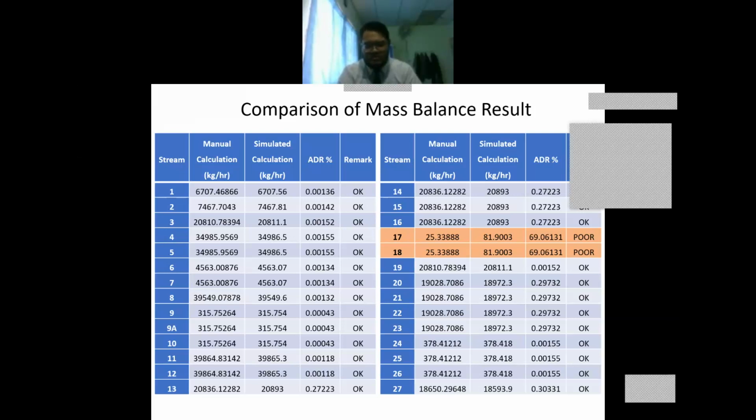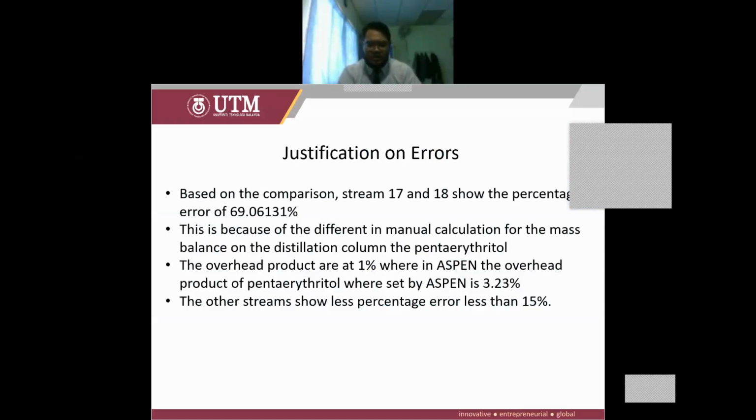As you can see, there are two streams that have error of more than 50%, which are 17 and 18. This is due to the difference in manual calculation, because in manual calculation we assume 1% of the overhead product, whereas in S1 it is set at 3.22%.